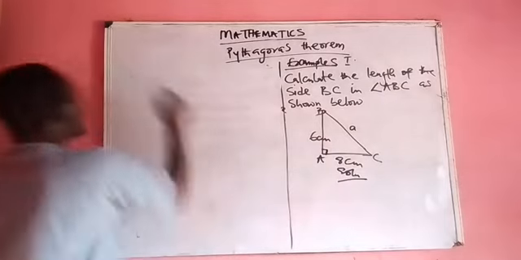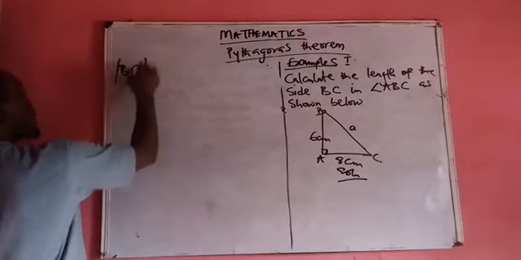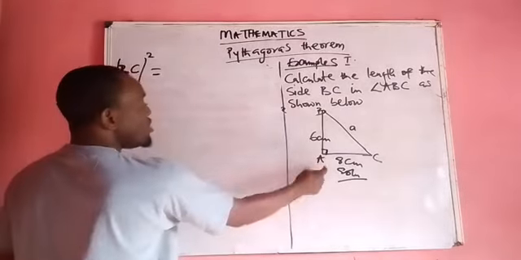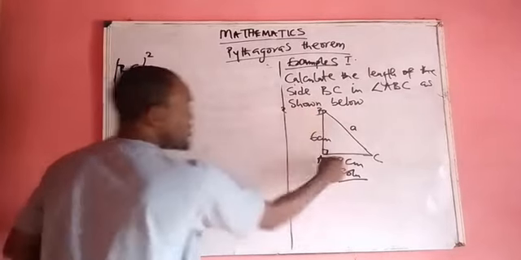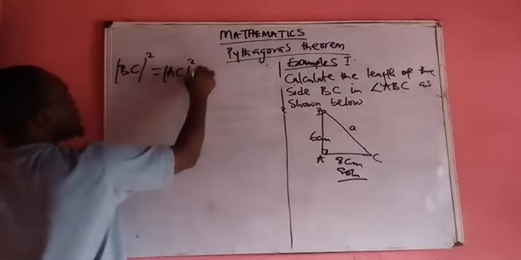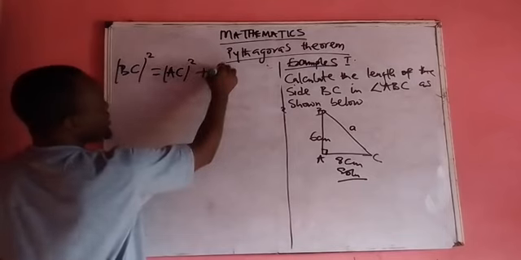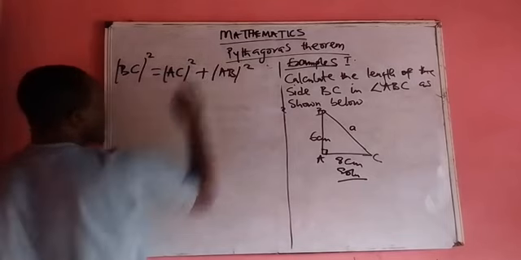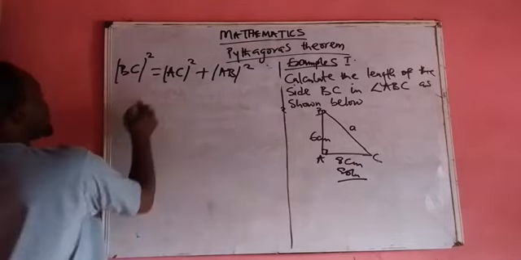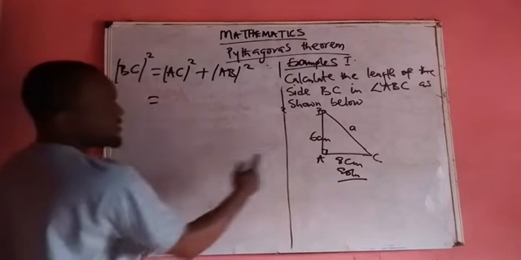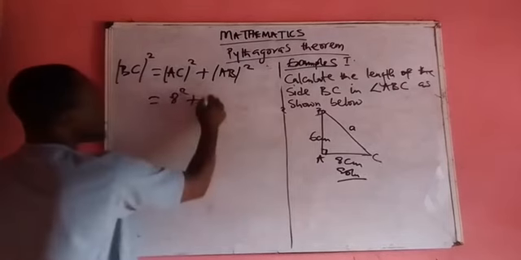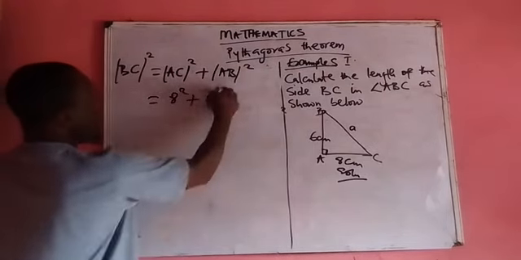The square of the longest side. So we'll now say BC, side BC square is equal to the sum of the square of the other two sides. That's to say, the sum of the square of this place and this place, we sum them together, which is what? Side AC square plus side AB square. This is Pythagoras theorem. Now, we move ahead. We now say, which one is side AC? AC is 8 centimeter. We have 8 square plus, while AB is 6 centimeter, plus 6 square.